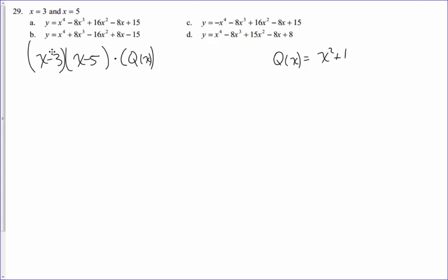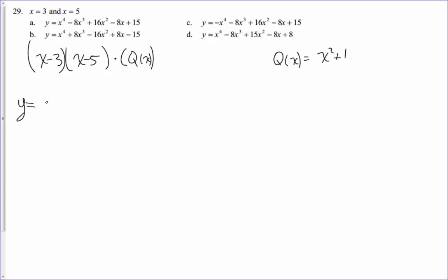So you simply take the x minus 3 and the x minus 5. We're going to multiply those together. Then we're going to take whatever resulting polynomial we get there and multiply it by the x squared plus 1. All right? So let's get our polynomial in the works.